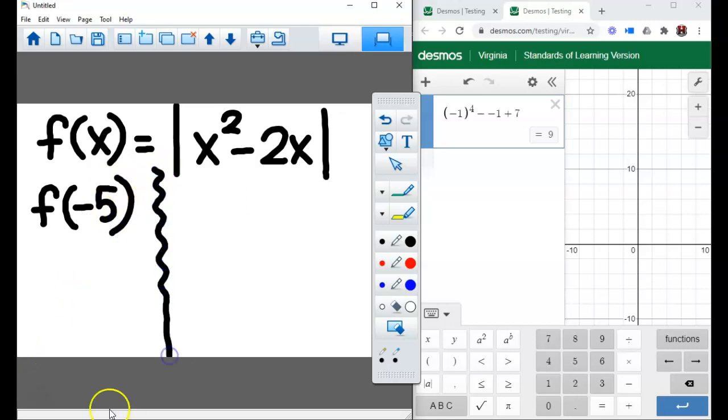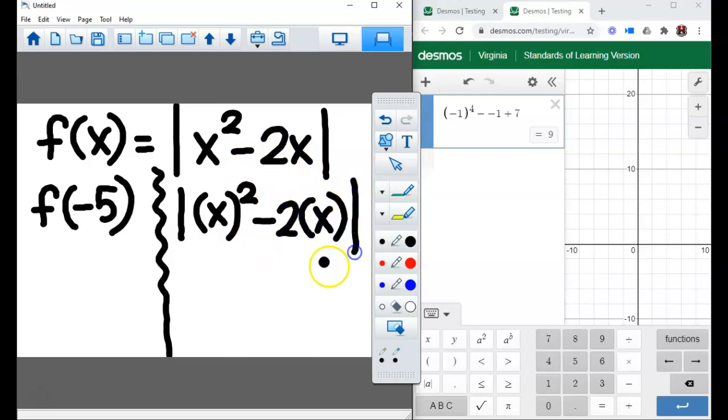All right. So first, we're going to rewrite this, inserting parentheses where they are needed. So I've got absolute value of x squared. That x is being raised to a power, so it does need parentheses. Then I see minus 2x. That x will need parentheses as well because of that 2 in front of it. So this x needs parentheses because of the exponent. This x needs parentheses because of that 2 that's in front of it. All right, so I've got it rewritten. Now let's plug in the number. So it's going to be the absolute value of negative 5 squared minus 2 times negative 5.